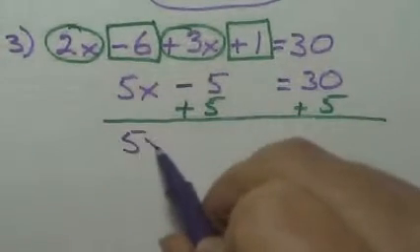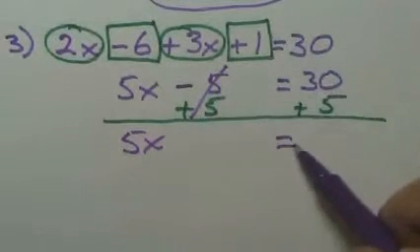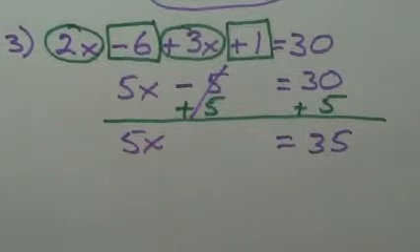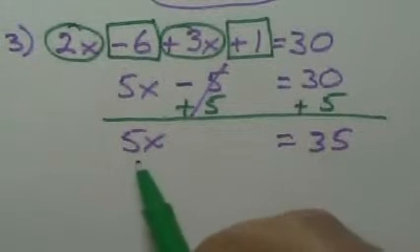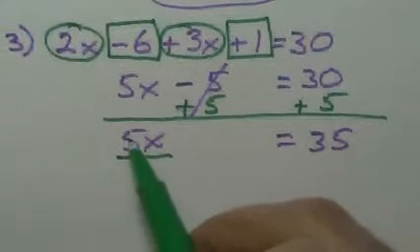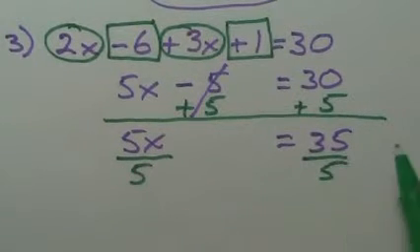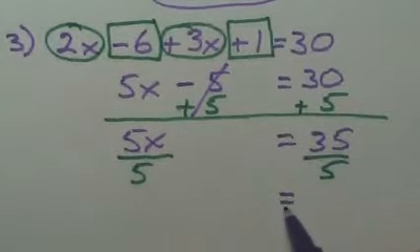That leaves us with 5x. This is gone. I'm keeping my equals lined up. 30 and 5 makes 35. You can practically see your answer now, but I'm just going to go ahead with one other step. To get rid of the coefficient, I'll divide by 5. Divide by 5. Again, I'm going to keep my equals lined up.